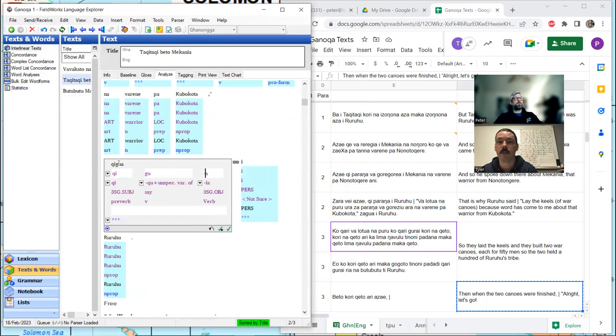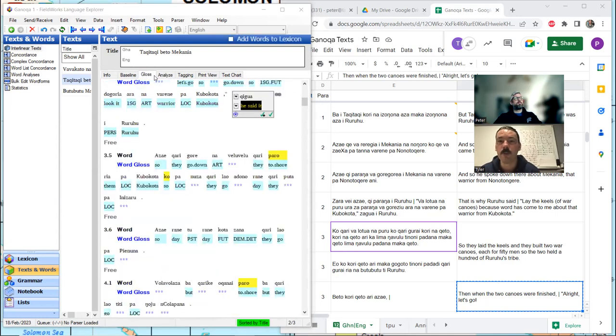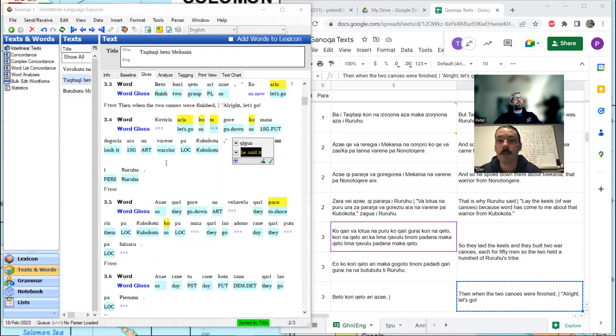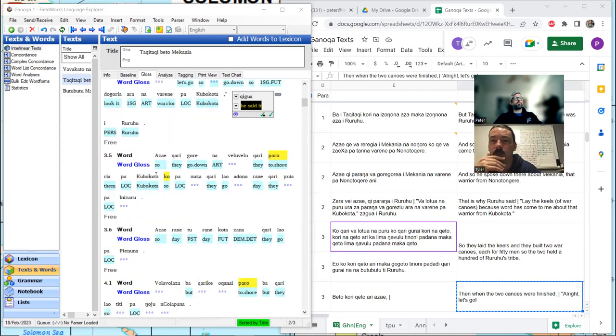Preverb. And that. He said it. For sure. He said it. Good. Iruru. So, as I said, I think Ruru is the speaker there. Koviria is the main verb there. Areya kota hori. Hori. Let's go down. Let's go downward motion. That ta for like an intention.